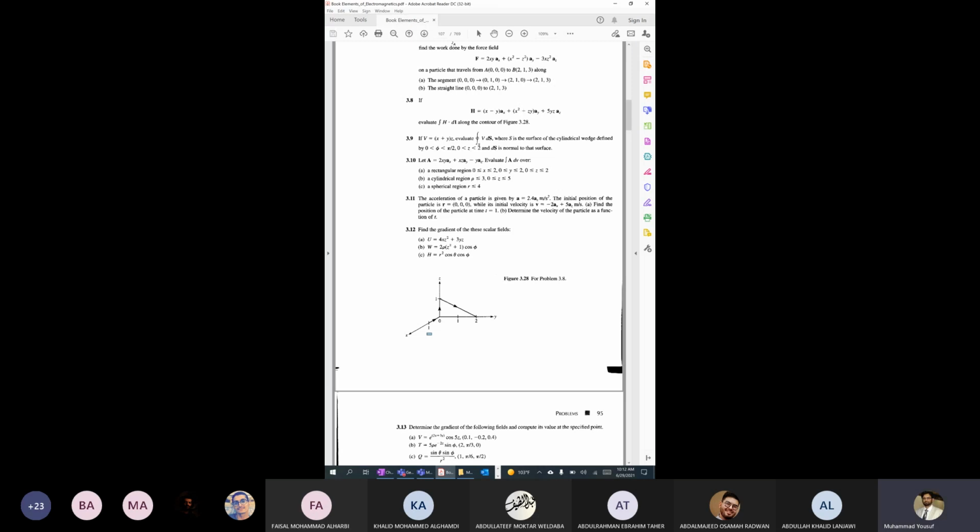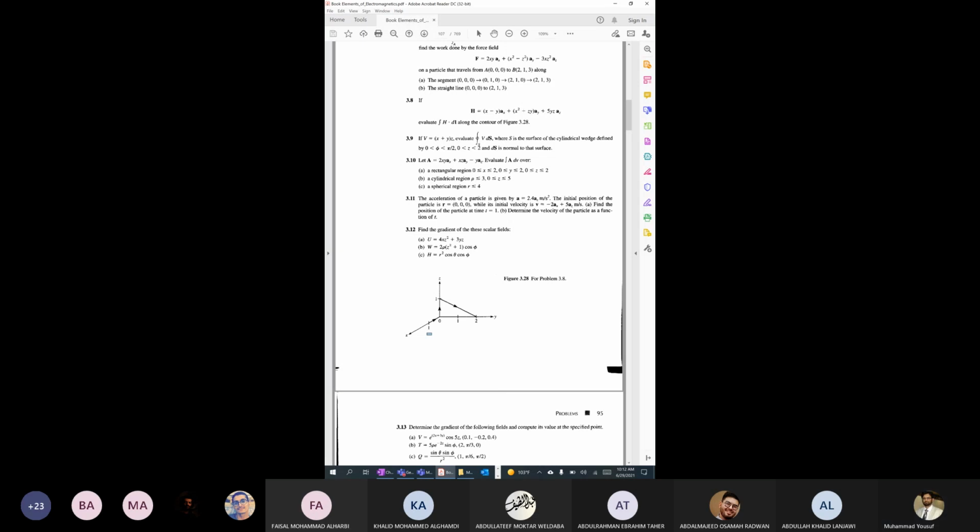We need to evaluate this surface integral. The limit for phi is 0 to pi over 2, and Z is from 0 to 2. Okay.